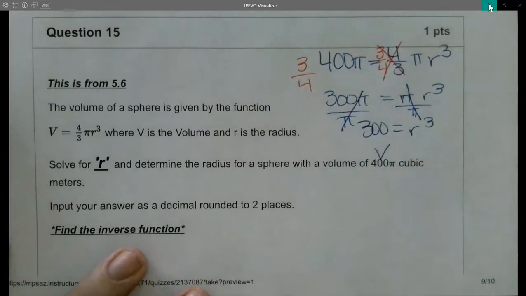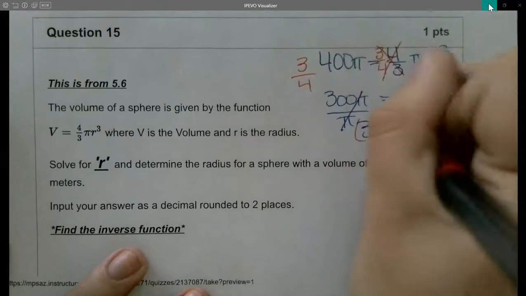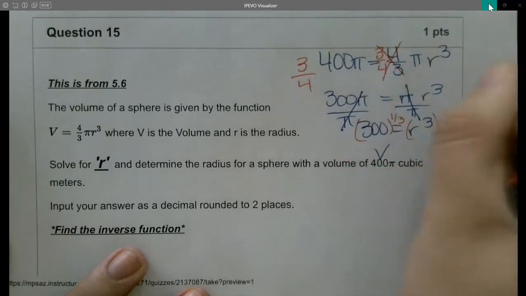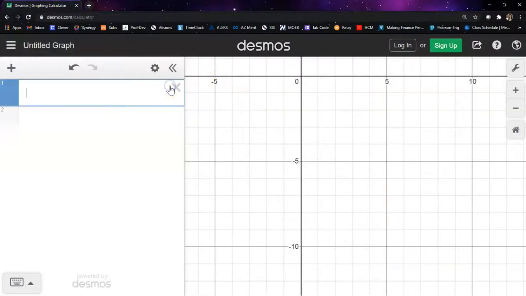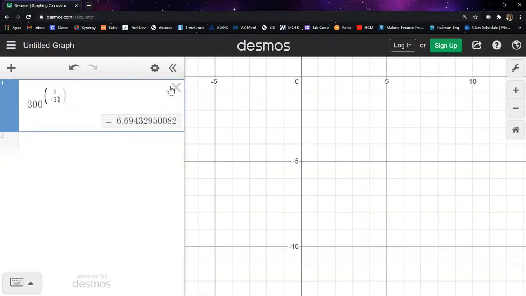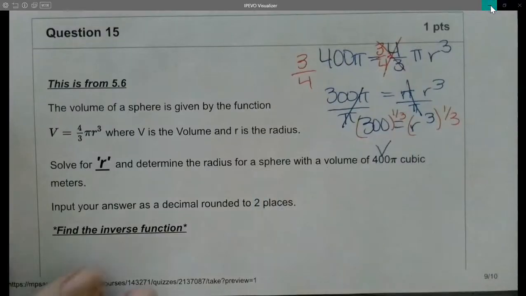Then to get rid of my exponent, remember I raise everything to the 1/3 power. So I want to go type in 300 to the 1/3 power, which gets me, in parentheses, 6 point, this one is going to stay 69.